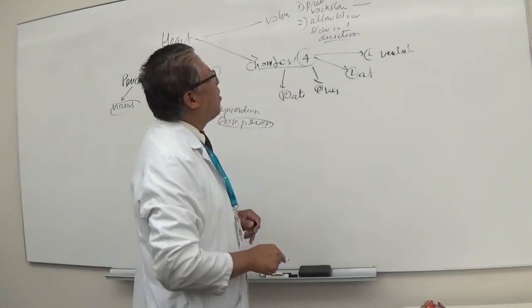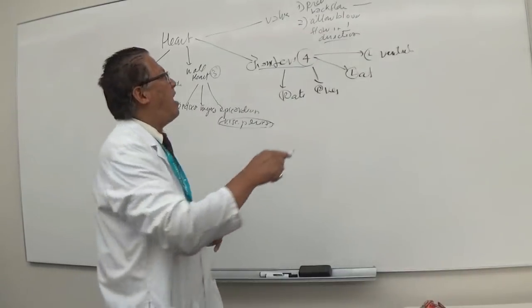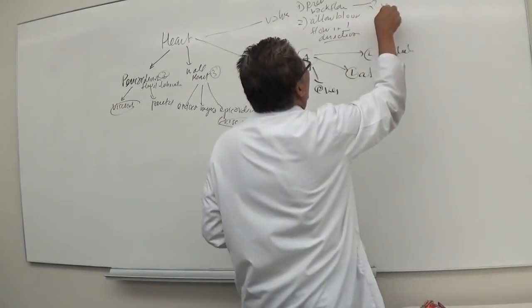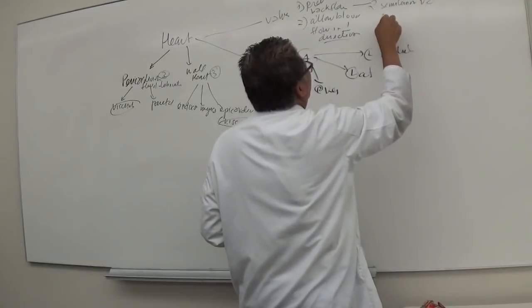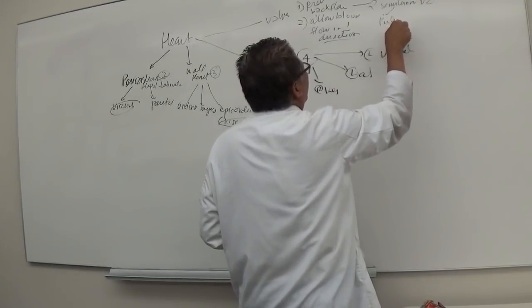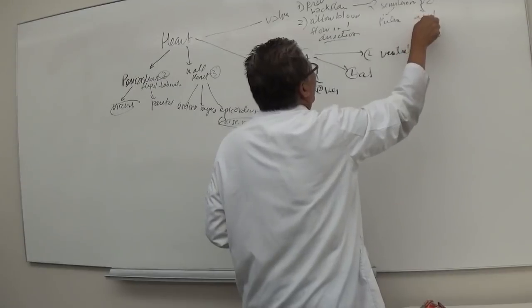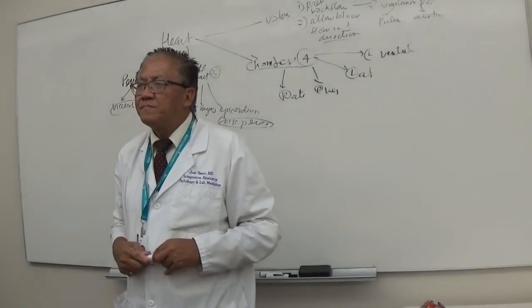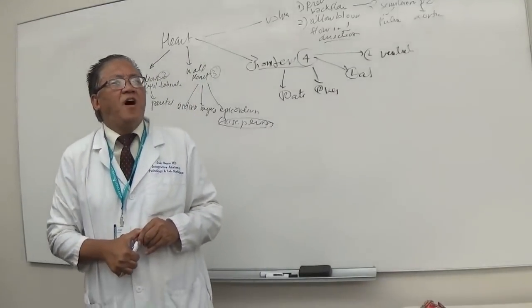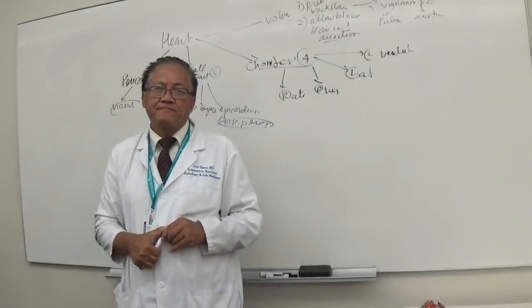Okay. What about the 2 semilunar valves? What are they? Pulmonary and then what? Aortic. Which one is found right after the right ventricle? Which one is found right after the left ventricle?